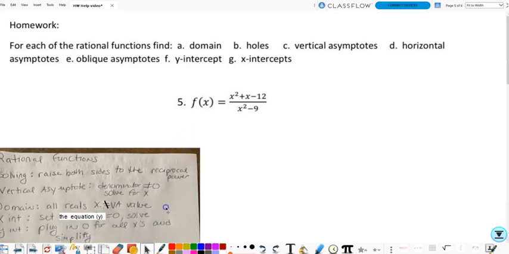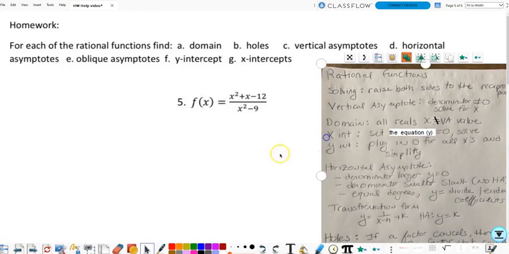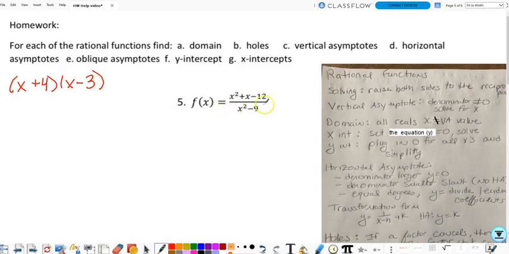We're going to get no slant asymptotes on this homework? What is happening here? Okay, here we go again. Factoring. What multiplies to negative 12 that adds to 1 is going to be positive 4, negative 3. X squared minus 9 is the difference of perfect squares, so it factors to conjugates.